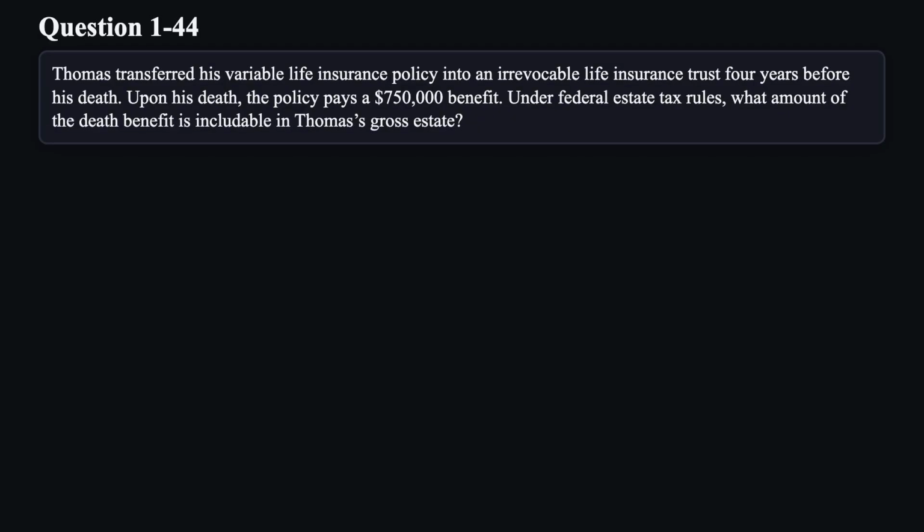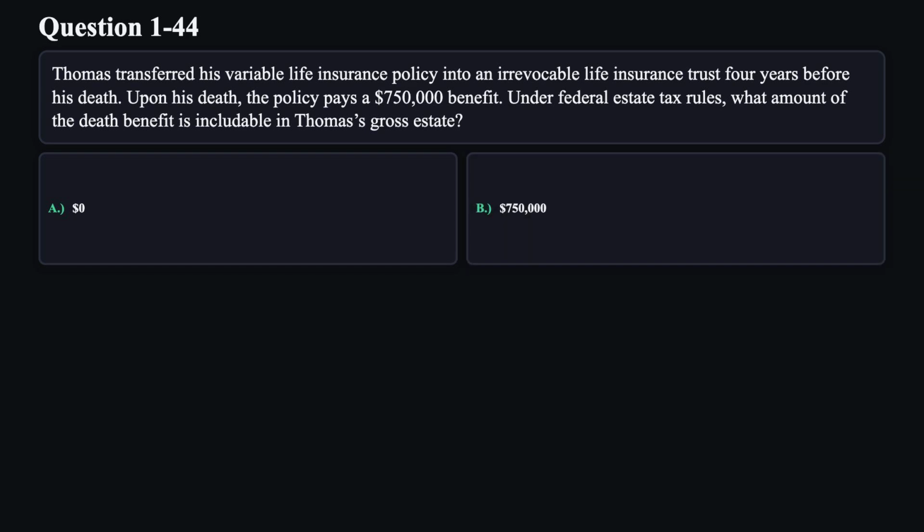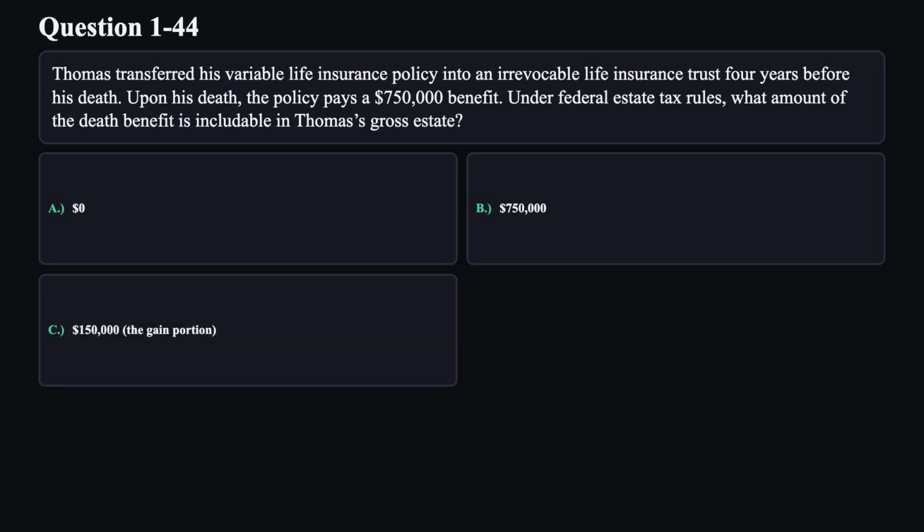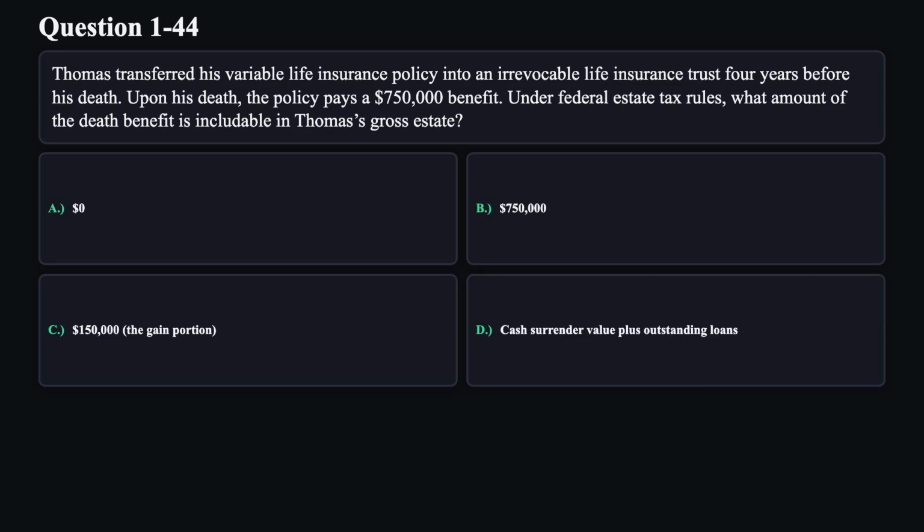Question 44. Thomas transferred his variable life insurance policy into an irrevocable life insurance trust 4 years before his death. Upon his death, the policy pays a $750,000 benefit. Under federal estate tax rules, what amount of the death benefit is includable in Thomas's gross estate? A. $0. B. $750,000. C. $150,000, the gain portion. D. Cash surrender value plus outstanding loans.